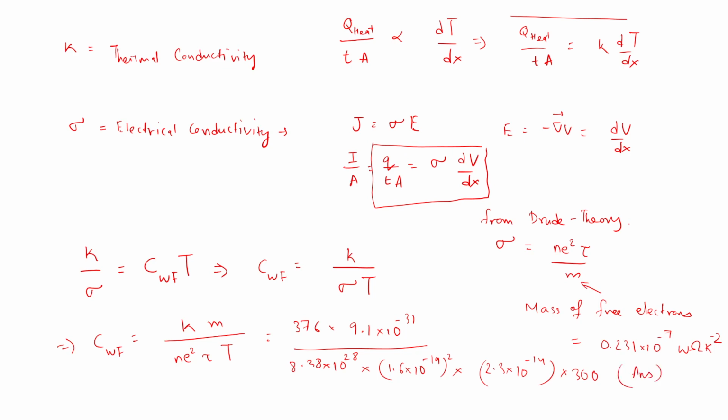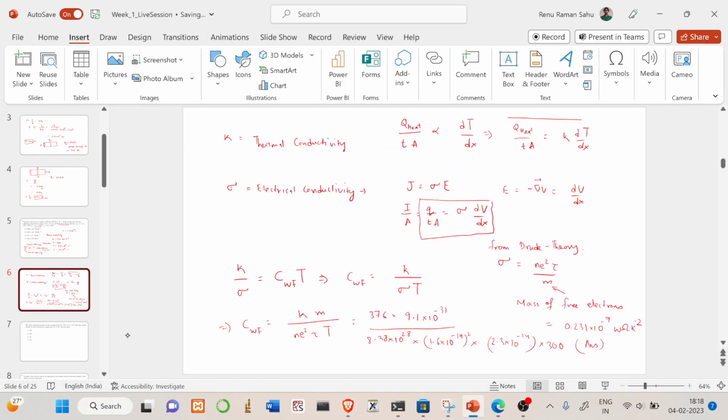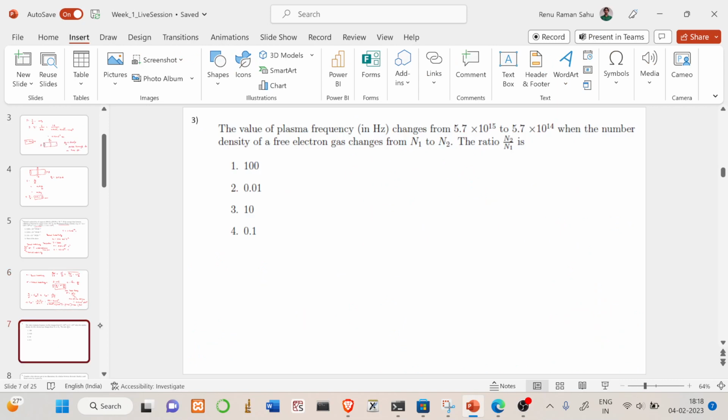This is your Wiedemann-Franz constant. So what this tells you is that the thermal conductivity increases with the increase in temperature, and the thermal conductivity increases with the electrical conductivity. What it also means is that good thermal conductors are good electrical conductors. Now let us come to the next question.